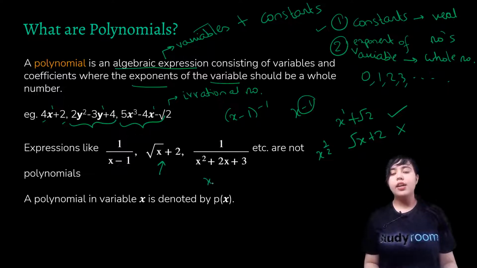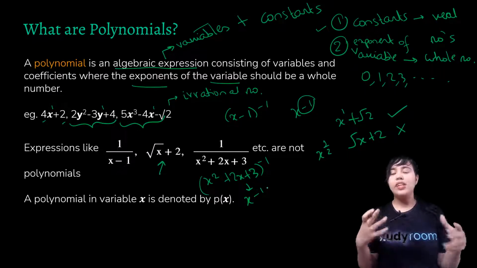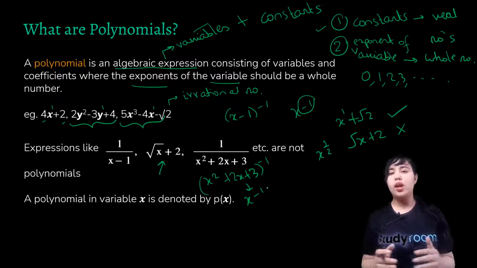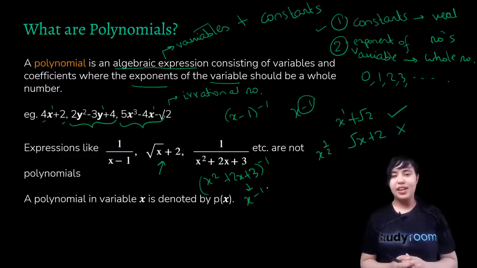Then here again, we can write this expression as x square plus 2x plus 3 whole to the power minus 1. So definitely, when you expand this, you will get some terms which will have x to the power minus 1. Minus 1 as an exponent is not a whole number, so it cannot be a polynomial again.